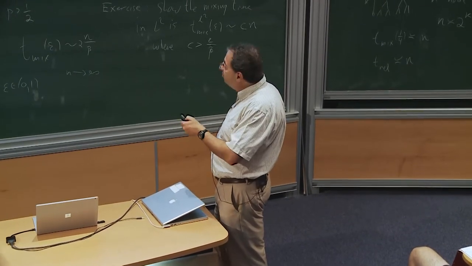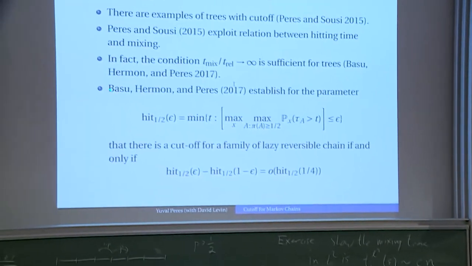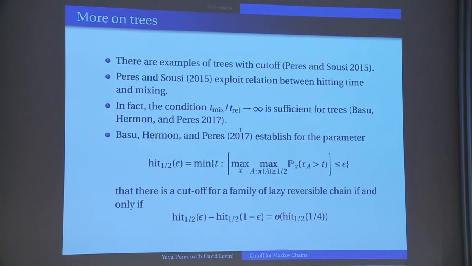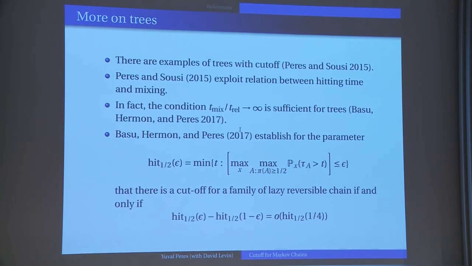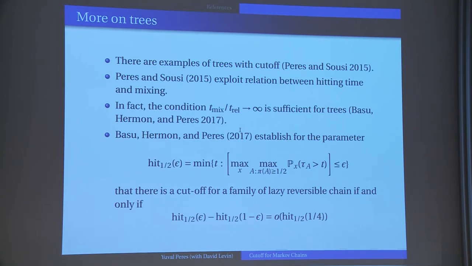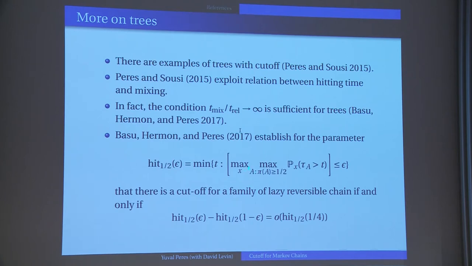One result in this direction, which I will say more about in the last lecture, is with Riddhipratim Basu and Jonathan Hermon. And this relates cutoff in the sense of mixing to cutoff in the sense of hitting large sets. So, analogously to the mixing time, which says how close we get in total variation to a distribution, we can look at hitting times of large sets. So formally, t_hit(1/2, epsilon) is the first time where for any starting point and for any target set A of stationary measure at least a half, the probability that we still haven't hit it, the tail of the hitting probability, is less than epsilon.